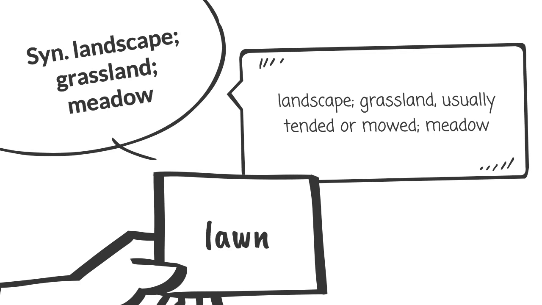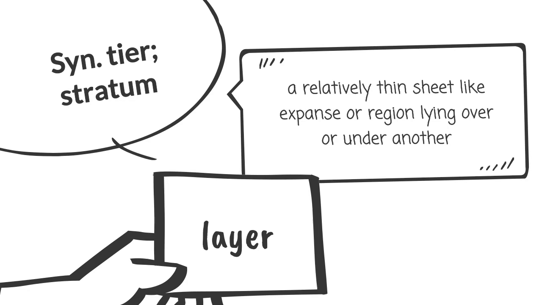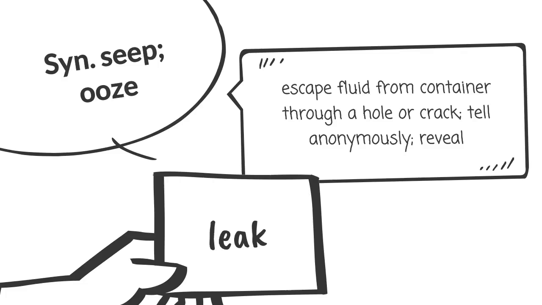Lawn. Synonym: landscape, grassland, meadow. Landscape, grassland, usually tended or mowed, meadow. Layer. Synonym: tier, stratum. A relatively thin sheet-like expanse or region lying over or under another. Leak. Synonym: seep, ooze. Escape fluid from container through a hole or crack, tell anonymously, reveal.